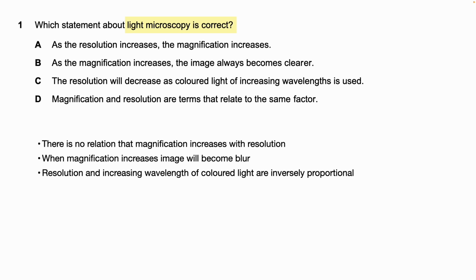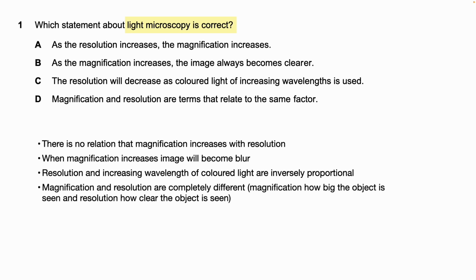So as the wavelength of colored light increases, the resolution is going to decrease. And magnification and resolution are the terms that relate to the same factor. No, as I said earlier, magnification and resolution are completely different. So magnification is how big the object is, and resolution is how clearly the object is seen. So the answer is C.